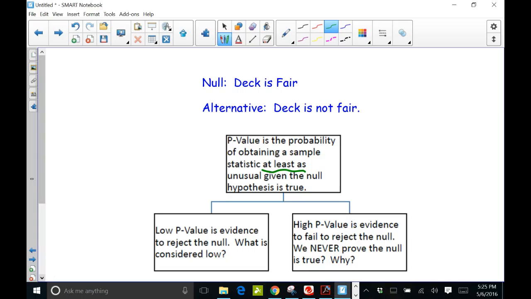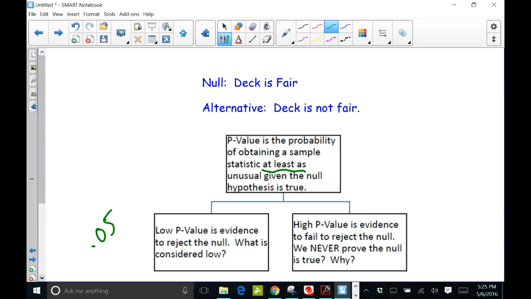I want to stop a second and really stress to you that the p-value is a conditional probability. Again, it's if the null is true, how likely is it that we're going to observe something at least as weird as we've seen? And you just saw the more unlikely it is to happen, the more likely we are to reject the null and think it's wrong. So a low p-value is evidence to reject the null. And what is considered low? Usually in statistics, we consider low less than 5%.